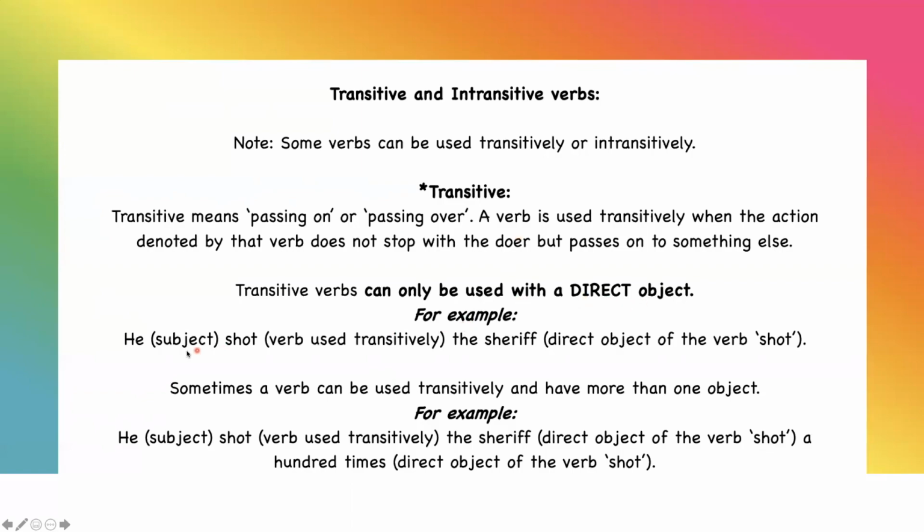For example, he, subject, shot, verb used transitively, the sheriff, which is the direct object of the verb shot. He shot the sheriff. Sometimes a verb can be used transitively and have more than one object. He shot the sheriff 100 times. So we've got the sheriff is a direct object of the verb shot, and 100 times is also a direct object of the verb shot.